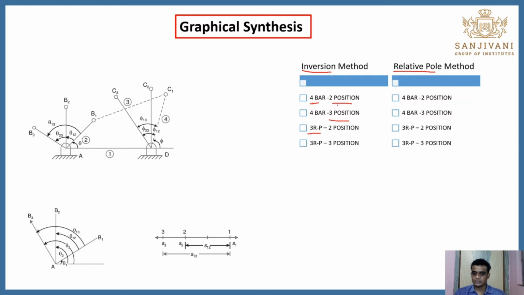The significance of 2-position and 3-position is that in 2-position, theta 1, theta 2 will be given to you and phi 1 and phi 2 are also given to you. From this you have to design the mechanism and find out the link lengths. In 3-position, theta 1, theta 2, theta 3, phi 1, phi 2, phi 3 will be given to you. Again in the 3R P chain, that means the slider crank mechanism, 2 positions of the crank and of the output link, the slider, will be given to you. From that you have to design the mechanism.